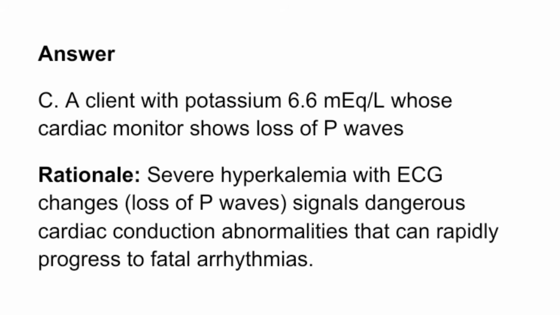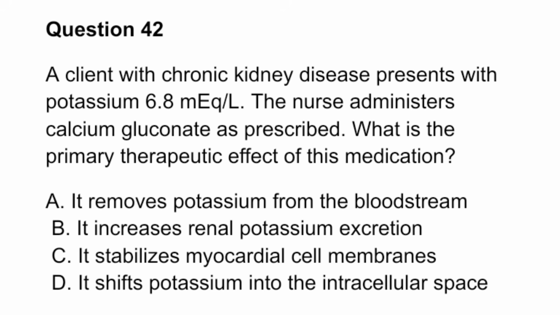The answer is C. A client with potassium 6.6 milliequivalents per liter whose cardiac monitor shows loss of P waves. Rationale. Severe hyperkalemia with ECG changes, loss of P waves, signals dangerous cardiac conduction abnormalities that can rapidly progress to fatal arrhythmias. Question 42. A client with chronic kidney disease presents with potassium 6.8 milliequivalents per liter.